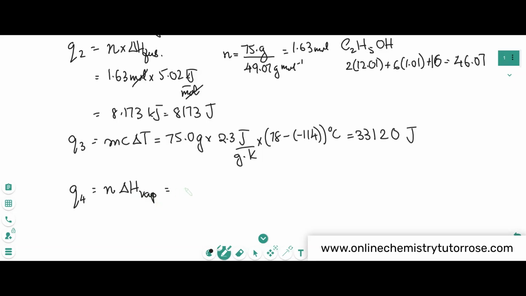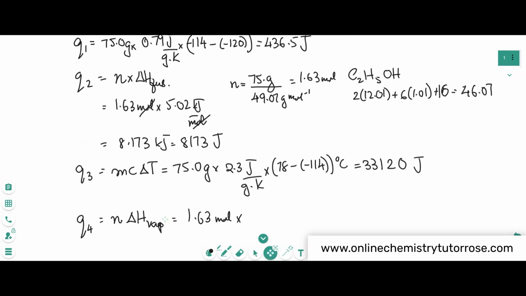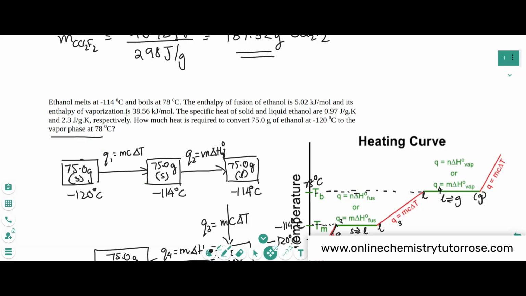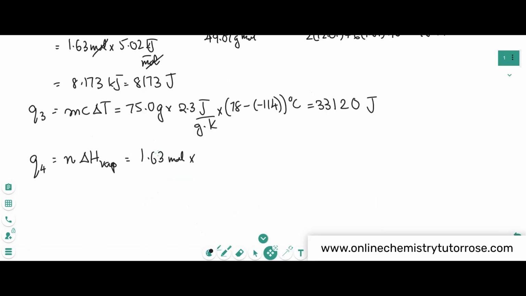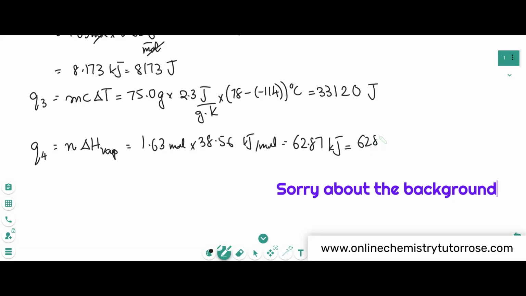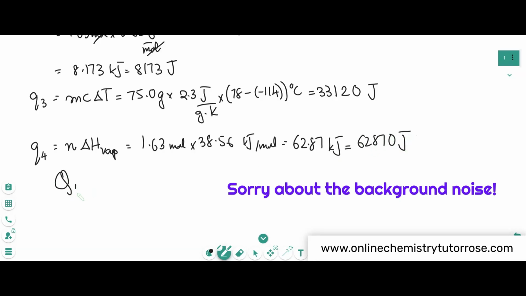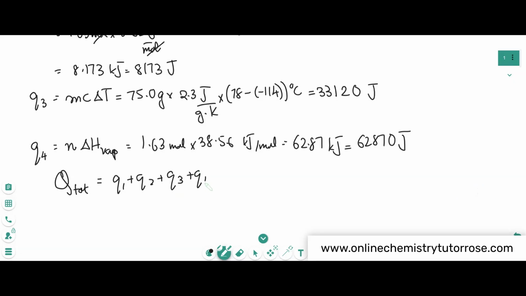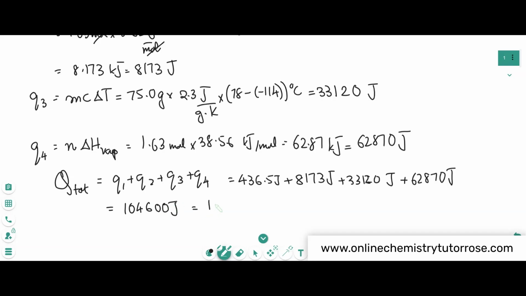The last step is the vaporization at the boiling point of 78 degrees. Again, no change in temperature, just a change in state. The moles of ethanol are the same, 1.63 moles times the enthalpy of vaporization, which is here, 38.56 kilojoules per mole, 62.87 kilojoules or 62870 joules. The total heat is the sum of all the Qs, Q1 through Q4, which is 104.6 kilojoules.